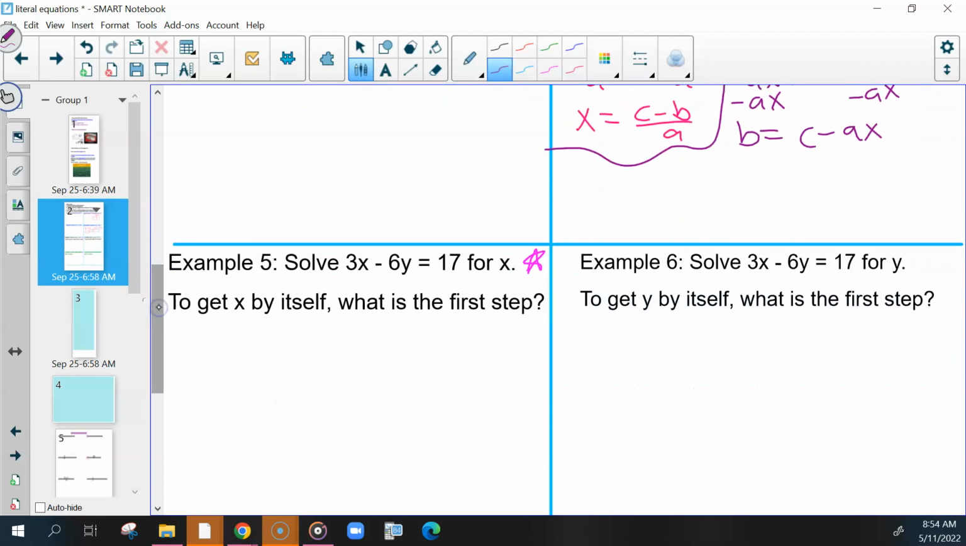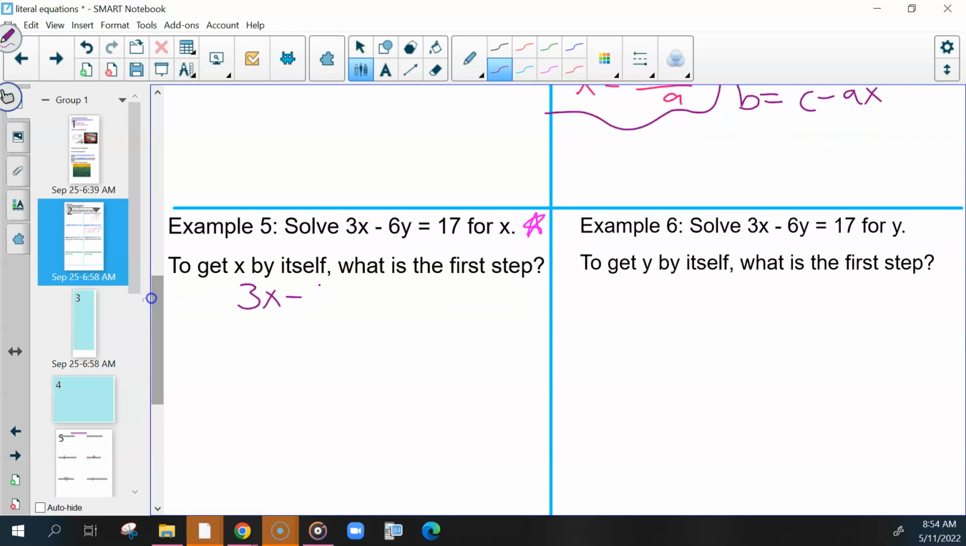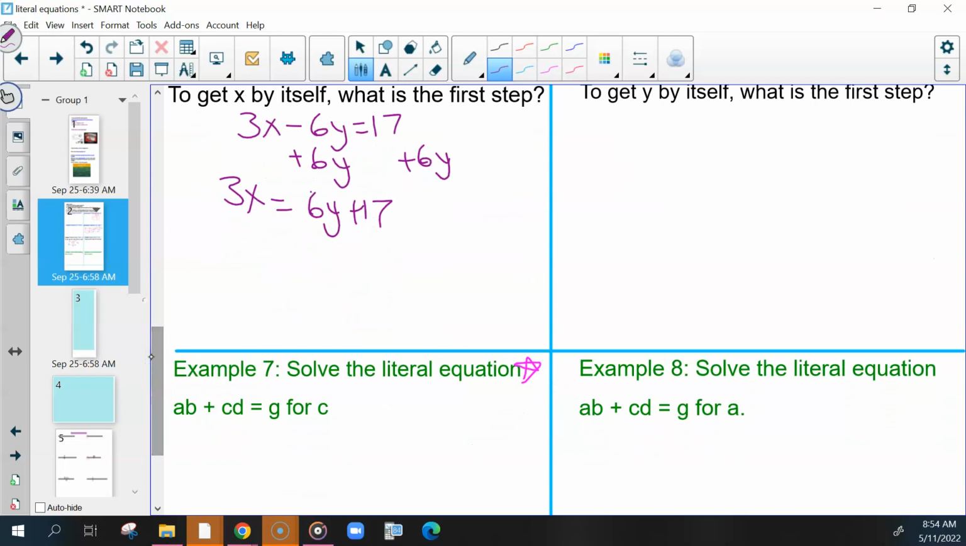Example 5, we see this type of problem all the time, but now we're solving for x instead of y. What would we do first? Add the y term, each side is 6y. And then you would divide everything by 3. Add 6y to the other side. And then divide everything by 3. In this case, because we have numbers, we could either divide them separately or together. I'll do both so you see what happens. x equals 2y plus 17 over 3.